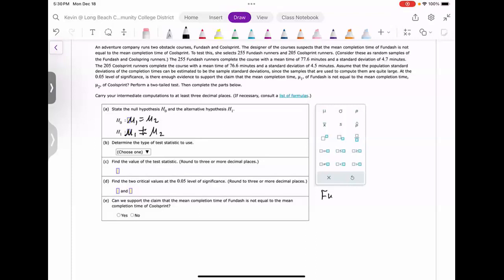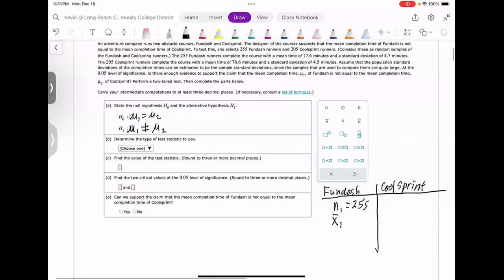So this is Fun Dash versus Cool Sprint. For Fun Dash, n sub 1 is 255, its mean time is 77.6 minutes, and its sample standard deviation, which will end up being our sigma sub 1, is 4.7 minutes.